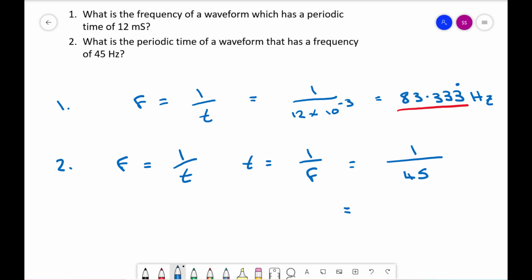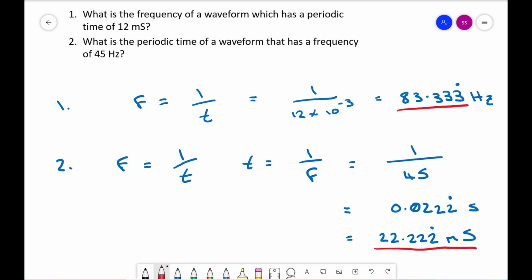So on my calculator, 1 divided by 45 is equal to 0.0222, and that 2 recurs, in terms of seconds. I would express that as milliseconds, so I press my engineering button, or just shift your decimal place 3 places to the right, and we could express it as 22.222 milliseconds. And that is the periodic time of that waveform, which basically means that's how long it takes to do a complete cycle at a frequency of 45 hertz.